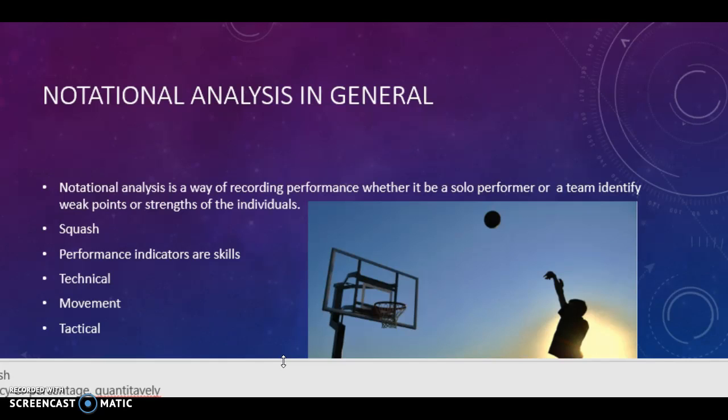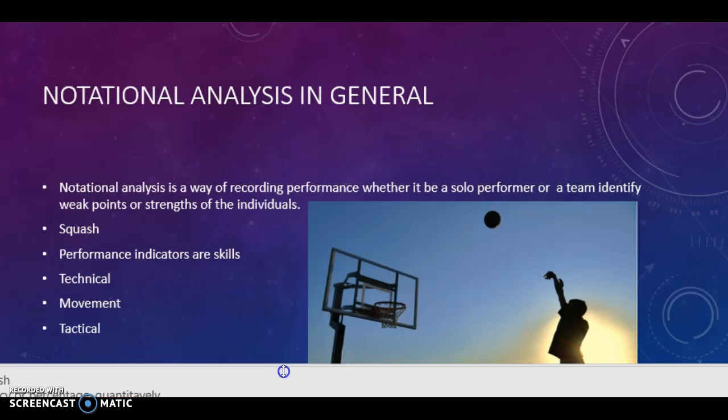So there are three different factors that can be analysed. These are technical, movement, and tactical. Firstly, looking at technical. Technical is generally a frequency or percentage, so this is usually quantitatively calculated. So this is involving numbers and percentages to help players.